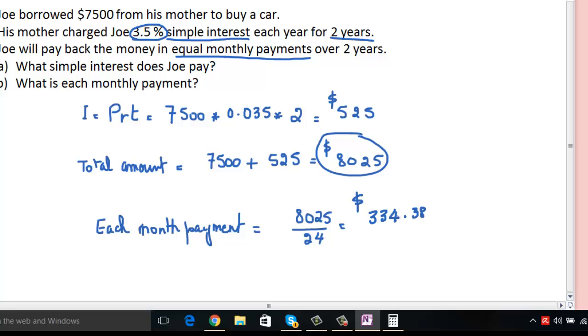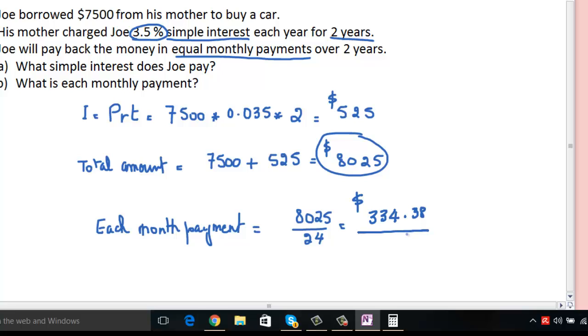So that means he wants to buy a car with 7,500. He doesn't have enough money to buy it. So he asked his mom to borrow. She gave him an interest rate of 3.5. So that means he can return to his mom the whole amount plus the interest through monthly payments. And this monthly payment is going to be $334.38 each month for a period of 2 years. That means he will pay that for 24 months.